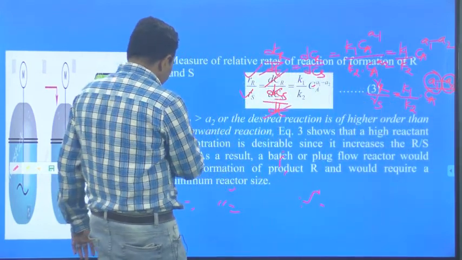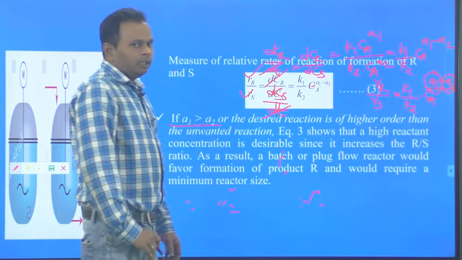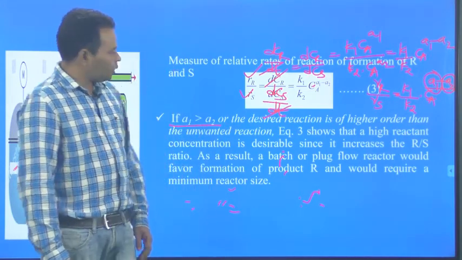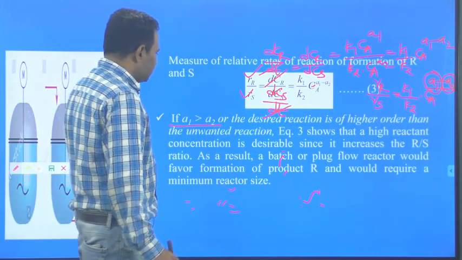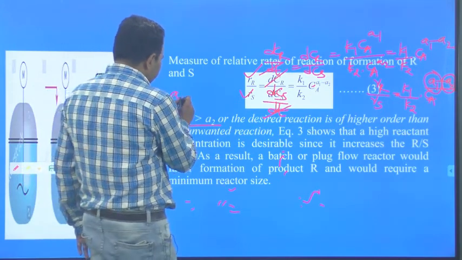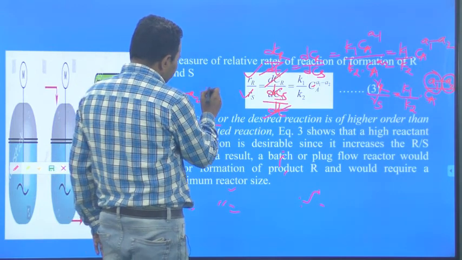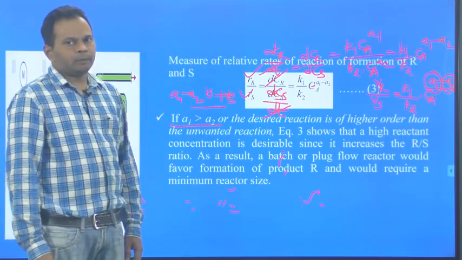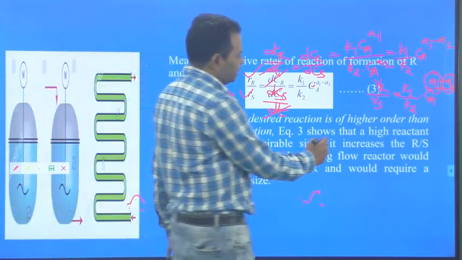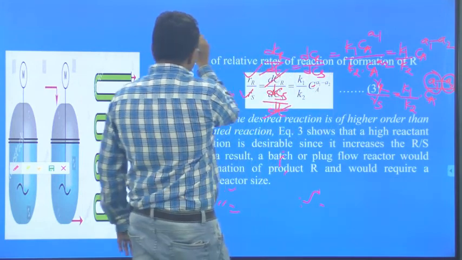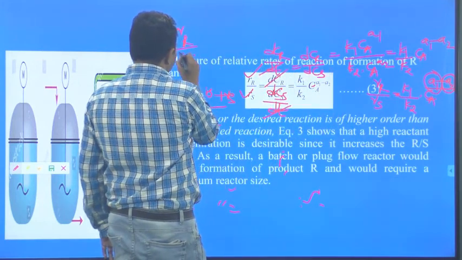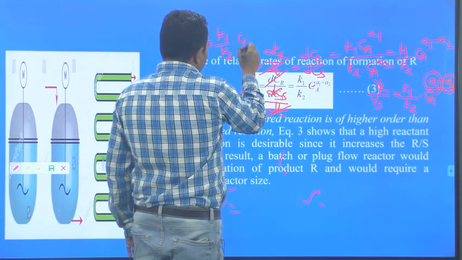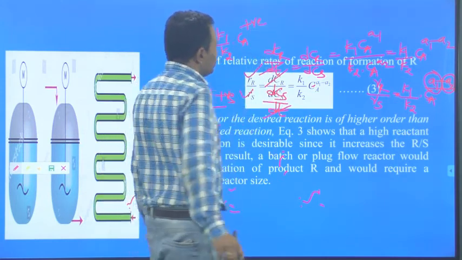First consider case 1, if a1 is greater than a2, that is, if the order of the desired reaction is greater than the order of the undesired reaction. When a1 is greater than a2, a1 minus a2 is positive. When a1 minus a2 is positive, the RR by RS equation can be written as k1 by k2 into Ca to the power of positive.